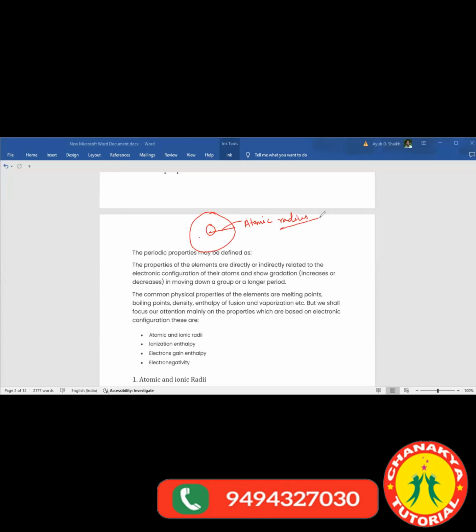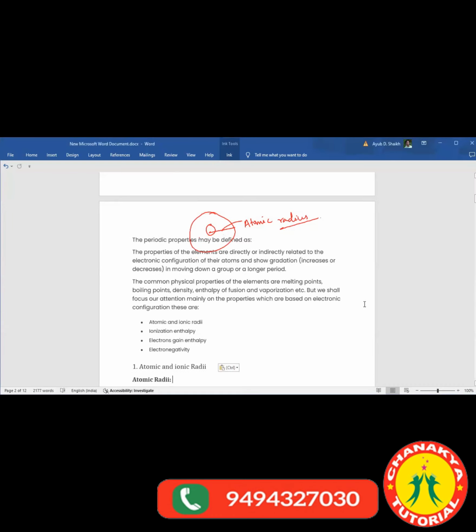Now, what you have to keep in your mind is that there are different types of radii: atomic radius, ionic radius, then metallic radius, covalent radii, and the van der Waals radii. So what is the difference between all that? You need to keep it in your mind. Fine?